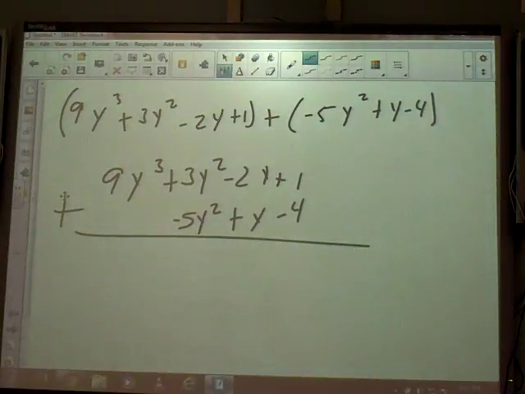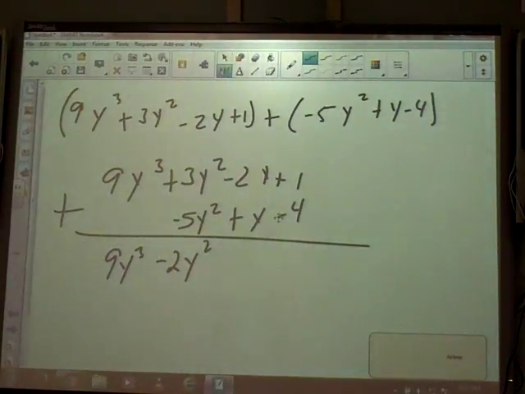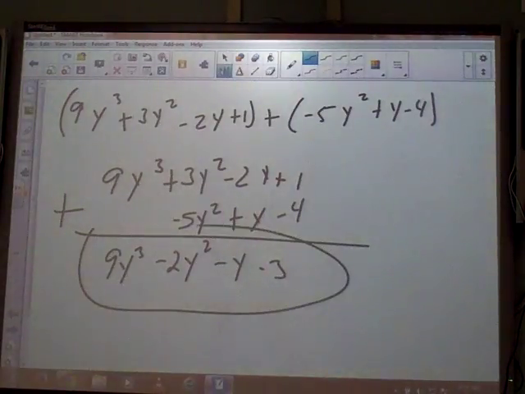It's easy. Okay, so 9y cubed, there's no y cubed underneath it, so 9y cubed plus nothing is just 9y cubed. 3y squared plus negative 5y squared is negative 2y squared. Good, Dalton. Negative 2y plus 1y, negative 1y. Good, Landon. 1 plus negative 4, negative 3. Add a kid, so that's your answer.